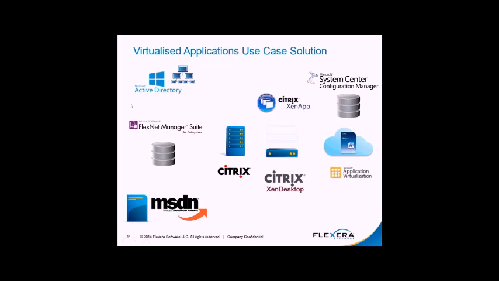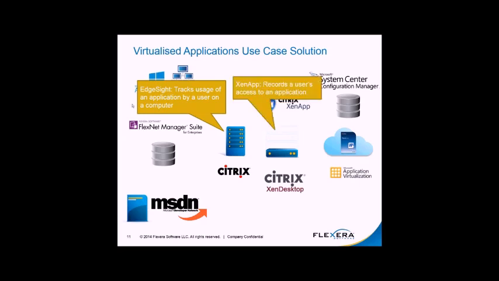Okay, and now what I'd like to do is show you basically, for those of you not so familiar with a virtual environment, what each of those individual components actually does. Okay, so in this case, Citrix Edge Sites tracks the usage of the application by a user on a computer. Okay, that's fundamentally what that does, and why it's required in that system as well. Okay. Then XenApp actually records that user's access to an application. So you can see how we basically have to go through that environment and utilize various different components, because one component will not give us all of the information we necessarily need. Okay.